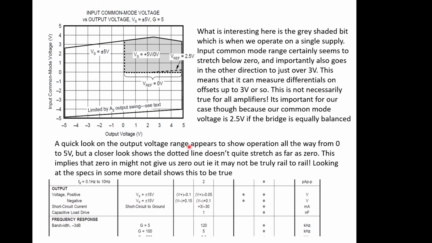But a quick look on the output voltage range seems to show operation all the way down to 0. But a closer look shows the dotted line doesn't quite stretch as far as 0. This implies that 0 in might not give us 0 out, i.e. it may not be truly rail to rail. And if you look at the specs in some more detail, you get this point. So you can see here output voltage positive and negative, and it tells you that it can go to the positive voltage less 0.1 of a volt and a negative voltage plus 0.15 volts. So it's not quite rail to rail. It gets to within about a tenth of a volt of the rail.